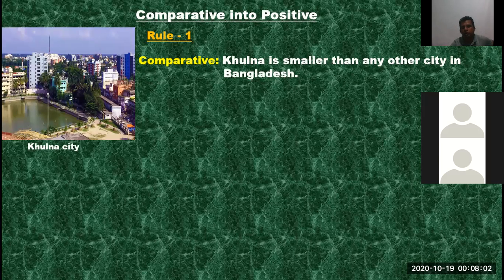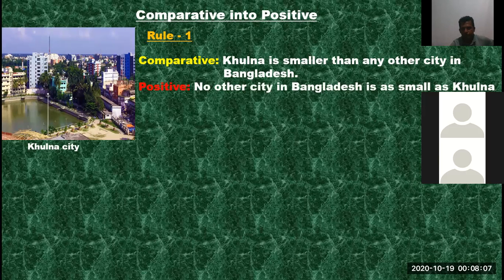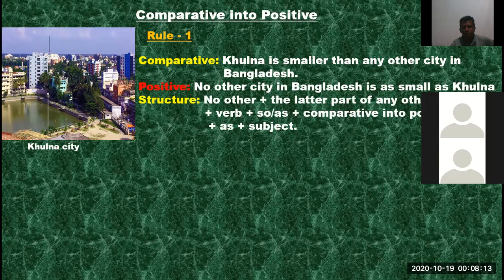Comparative: Khulna is smaller than any other city in Bangladesh. No other city in Bangladesh is as small as Khulna. It is the positive form of this sentence. Look at the structure: no other plus the later part of any other or all other plus verb plus so or as plus comparative into positive form plus as plus subject.